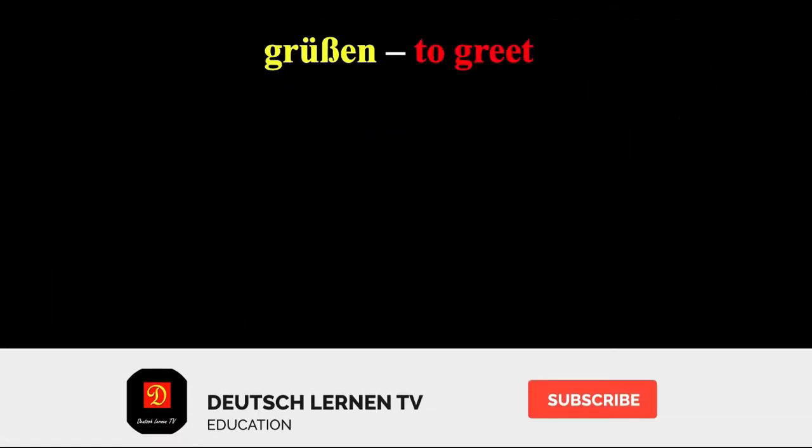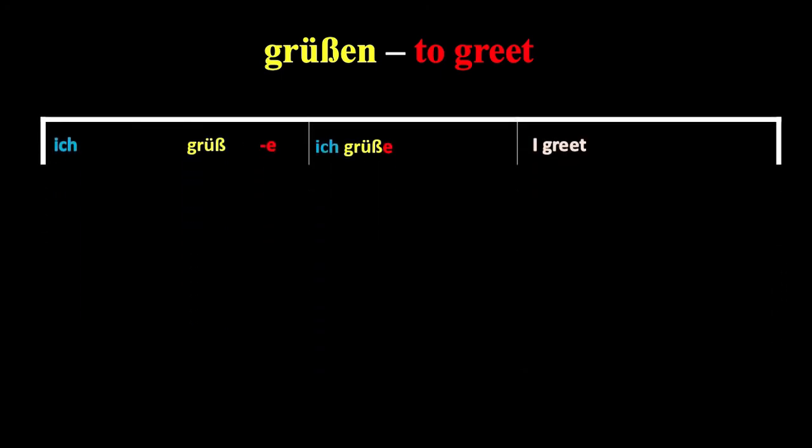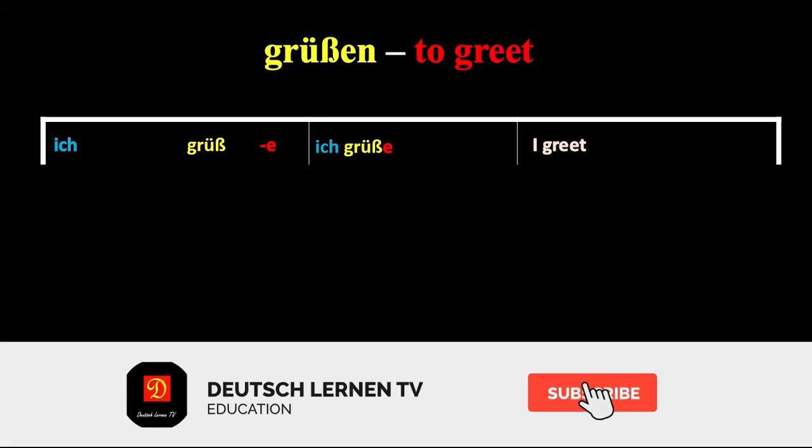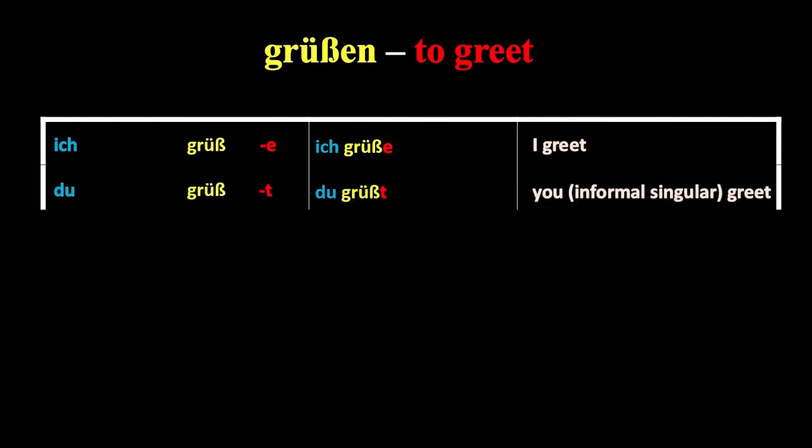Now let's see how these verbs conjugate with the other pronouns. As an example, let's take the verb grüßen. In English, it is to greet. The stem of the verb grüßen is grüß. For the pronoun ich, e is added to the stem. Then it is ich grüße. In English, I greet. For the pronoun du, t is added to the stem. Then it is du grüßt. In English, you greet. Here you is informal and singular.